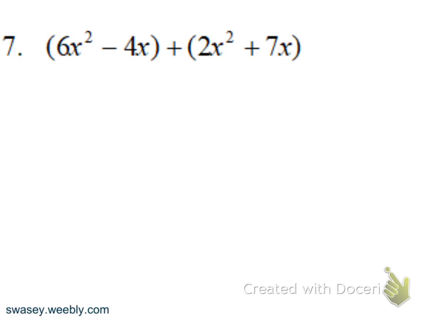Looking for like terms to combine. 6x squared plus 2x squared is 8x squared. Negative 4x plus 7x is positive 3x. Be careful with your signs there.